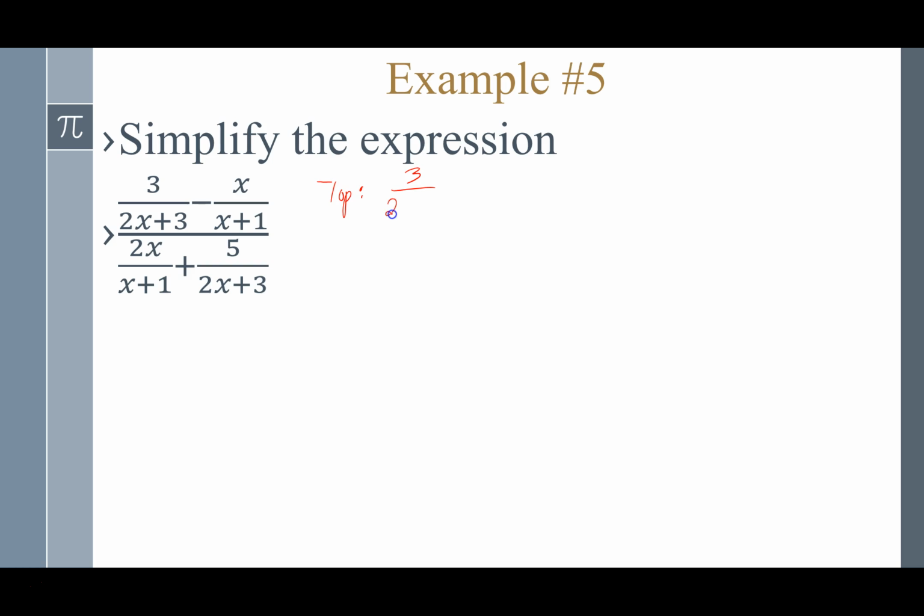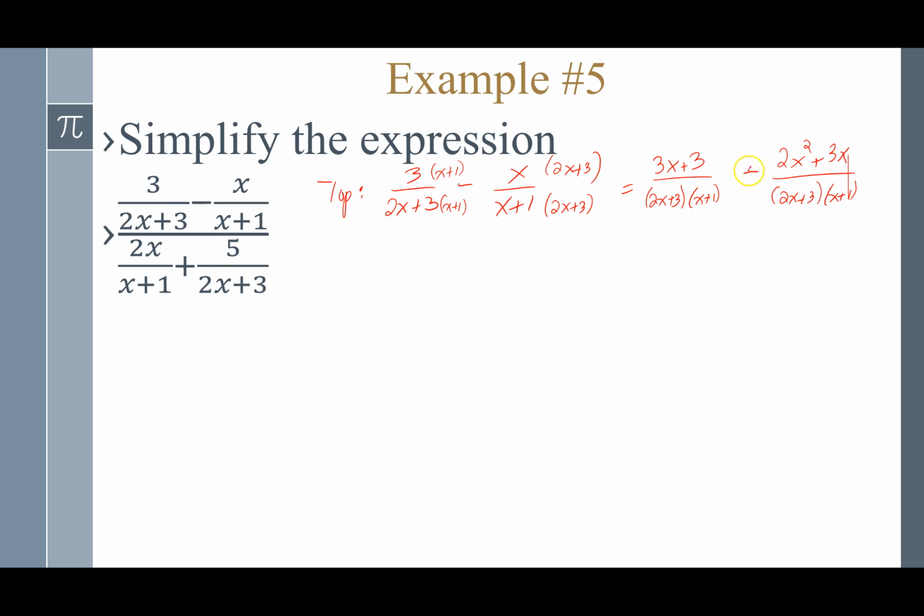So, for the top fraction, we have 3 over (2x + 3) minus x over (x + 1). So we need to multiply the left fraction by (x + 1) and the right fraction by (2x + 3). We will get (3x + 3) over (2x + 3)(x + 1) minus (2x² + 3x) over again the (2x + 3) and the (x + 1).